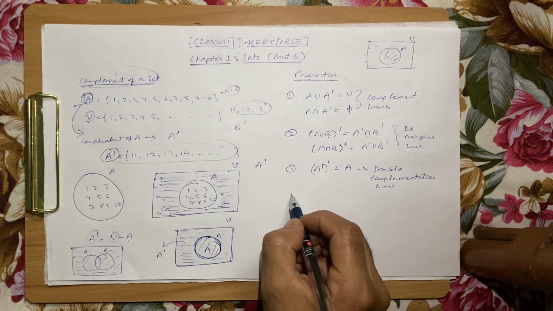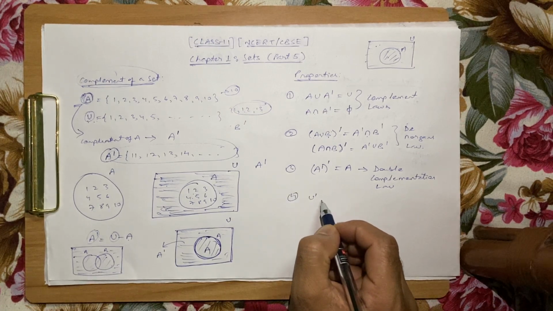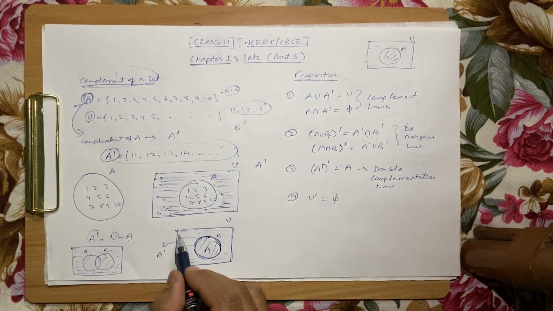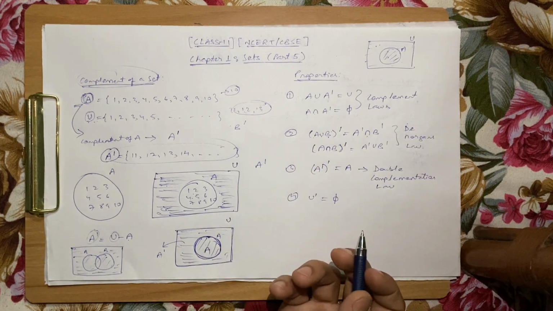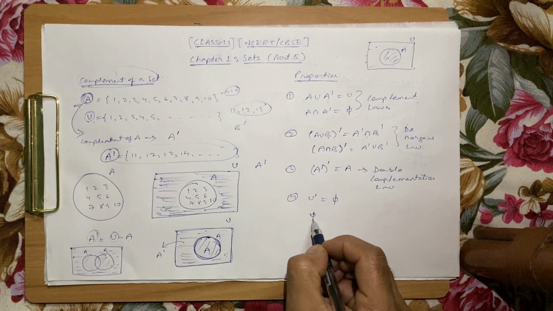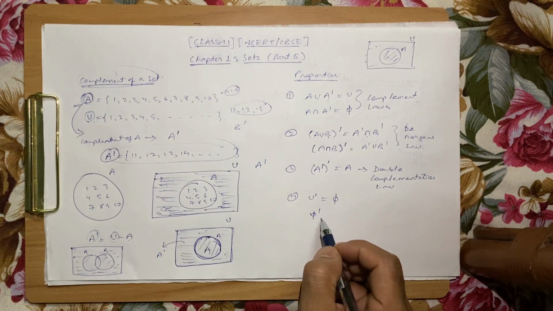And the last one is U dash. What is it? Phi. Obviously, if you talk about this U, the complement of this U is nothing. So it's phi, and phi dash: the complement of nothing is what?